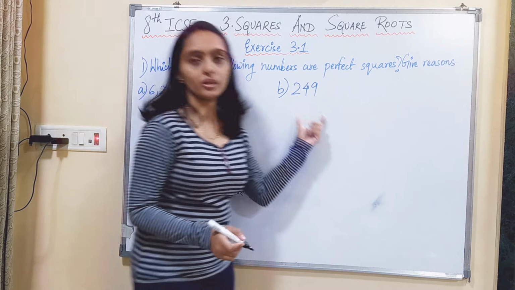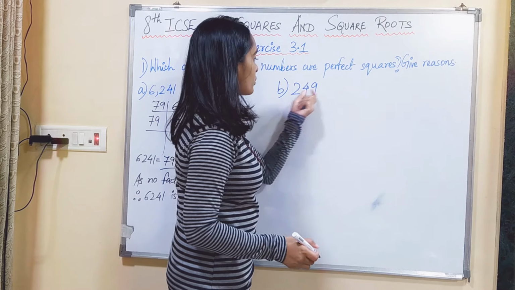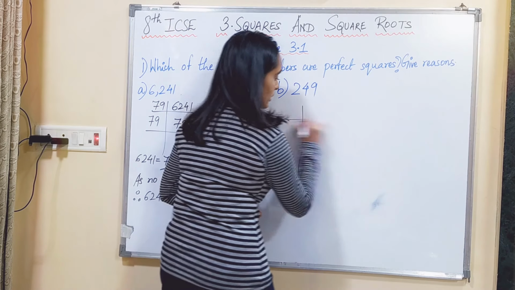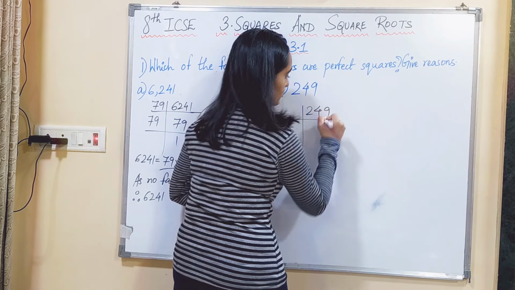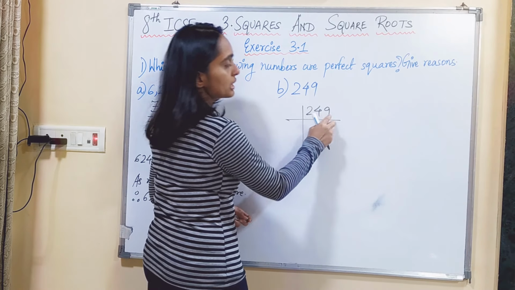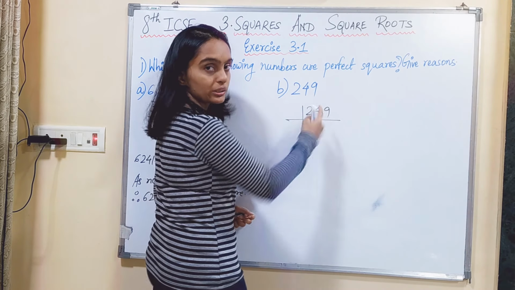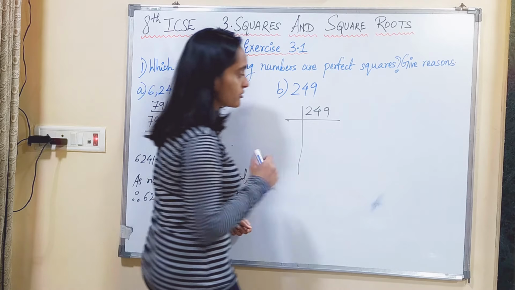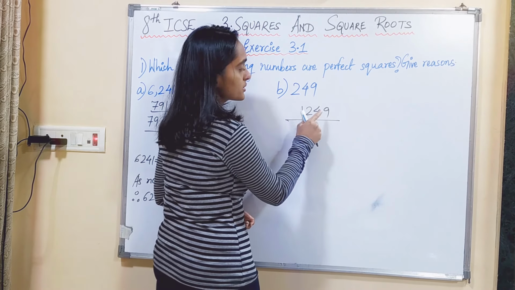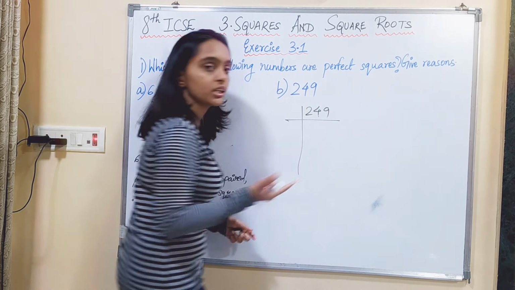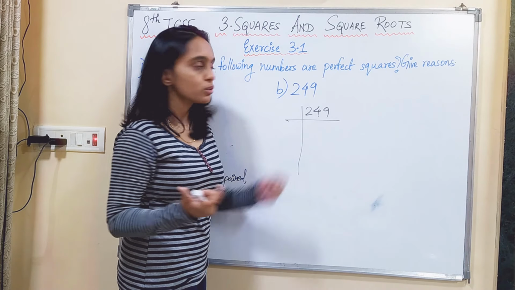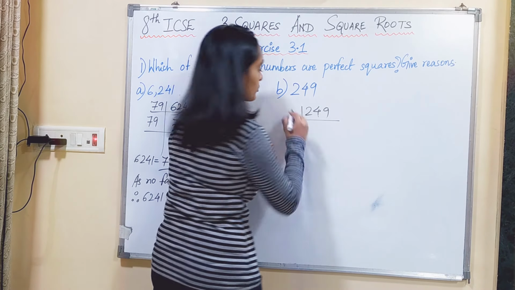Okay, now this question, 249. So taking factors of this, as the unit place is 9, it is clearly not divisible by 2. For 3 we will check. 2 plus 4 is 6 and 6 plus 9 is 15. So 15 is divisible by 3. So this number is also divisible by 3.